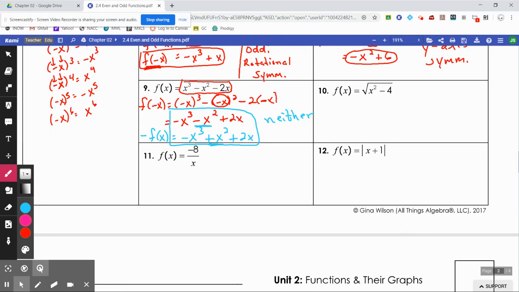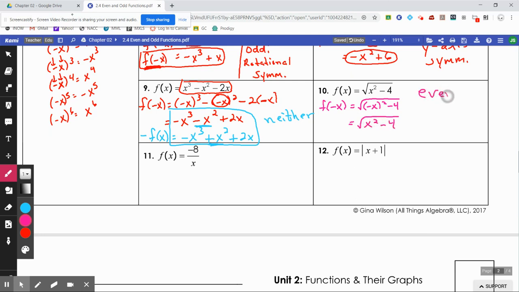Okay, number 10. Step number 1, find f of negative x, which means you take all the x's and make them negative x's. So you now have negative x to the second, minus 4 inside here. When you raise a negative x to the second power, again, it becomes a positive. So that is now positive x squared, and you can see already that matches the original. So this is an even function, so it has y-axis symmetry. And I want to stop on this one. I actually want to graph this and just show you that it would have that symmetry if it were graphed.